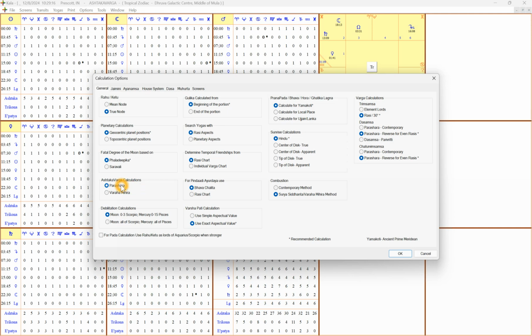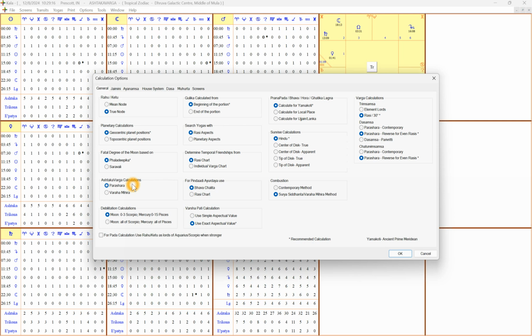We have the Parashara options and the Varaha Mihira options. Now, there's very, very little difference between these options. It's like 2 points difference out of many, many points. It's a very slight difference. Now, the Parashara method is the same as shown in the Phaladeepika. Phaladeepika follows Parashara in essence, okay?